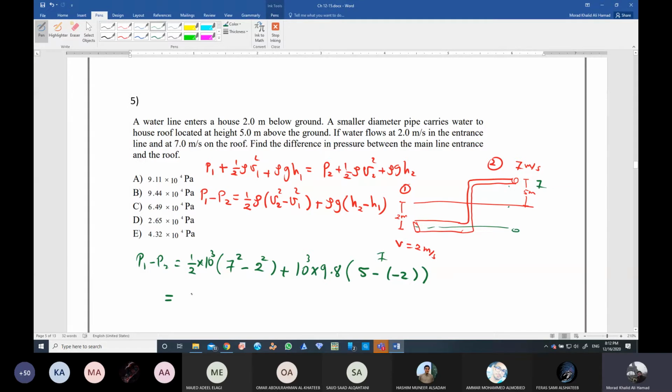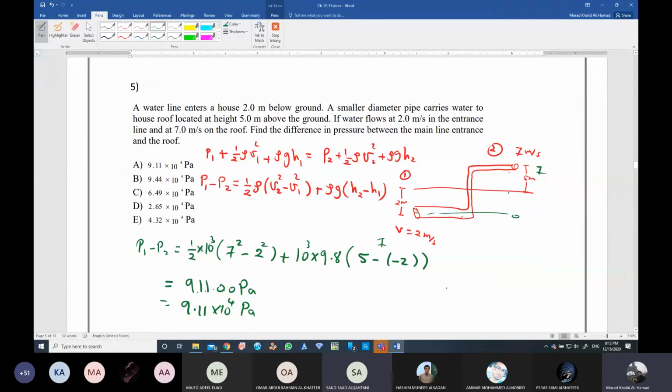Just calculate the magnitude here. It will give you 9.11 times 10 to the 4 Pascal. Just move the decimal 1, 2, 3, 4 places. So the answer is equal to 9.11 times 10 to the 4 Pascal. Clear, Shabab? Yes, clear.